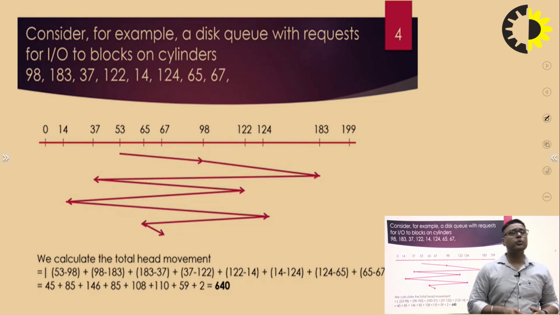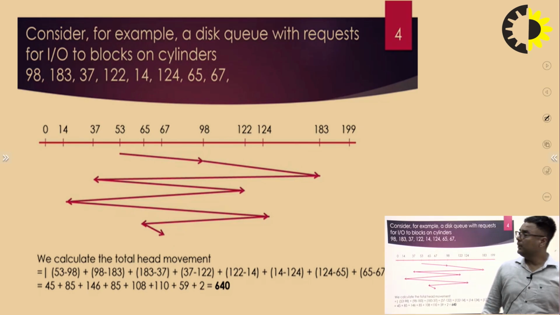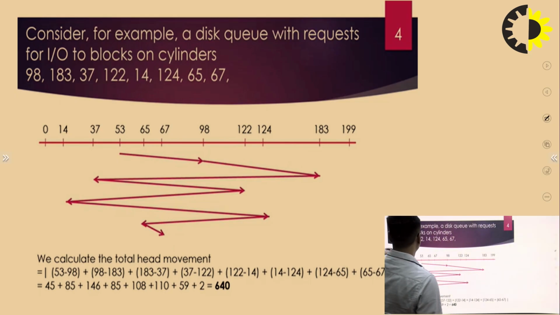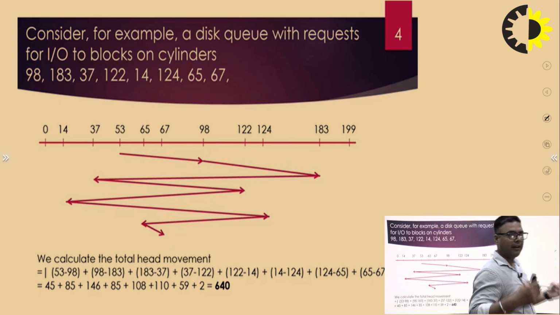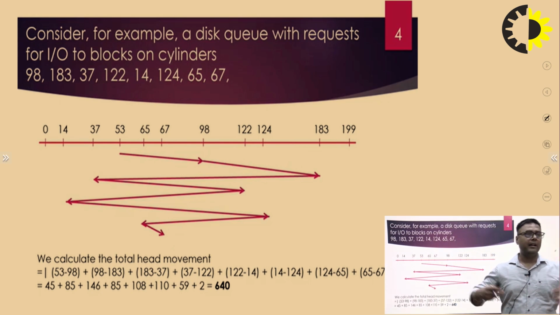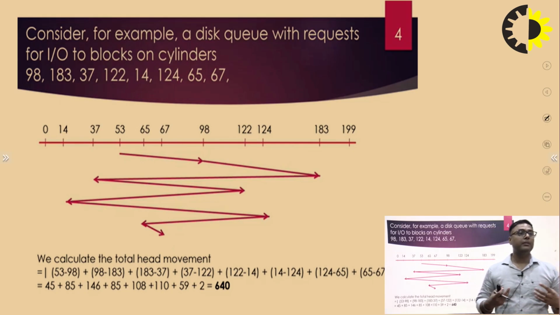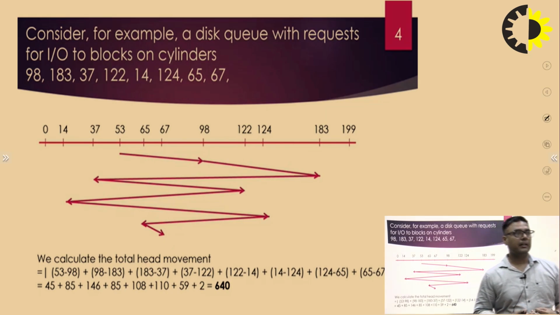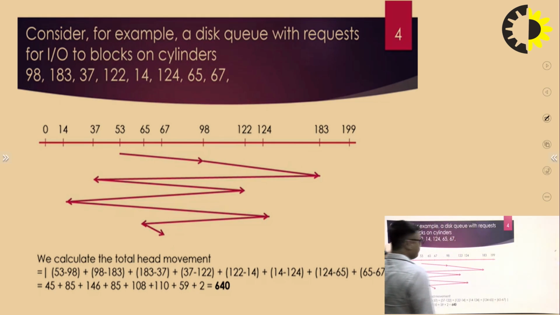Okay, how to solve the FCFS problem? In this question, some values are given: 98, 183. These are sector values, meaning a number of tracks are available in a disk, every track covers different sectors, and every sector can store different data. The 98 is the position of a sector.